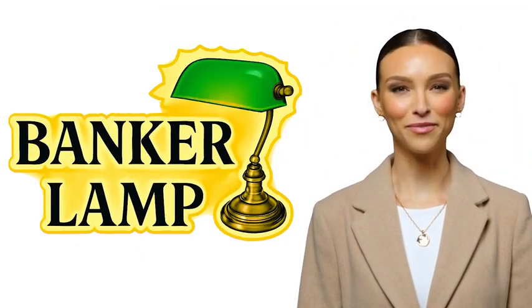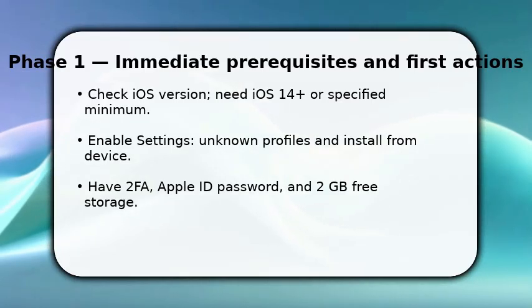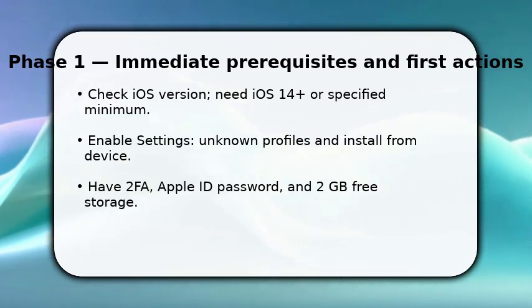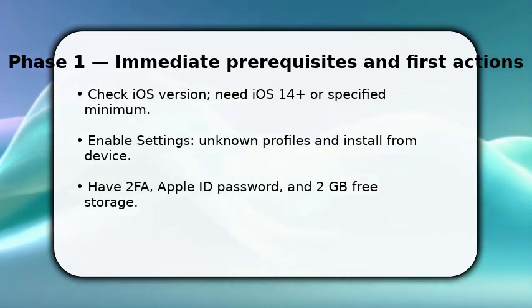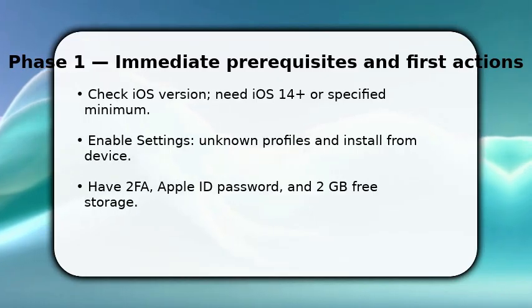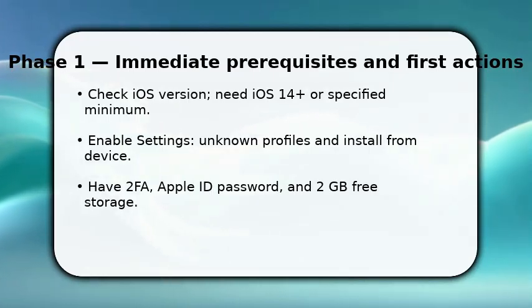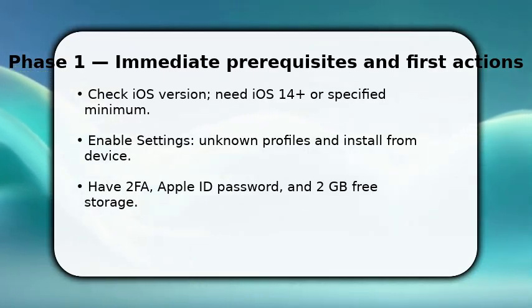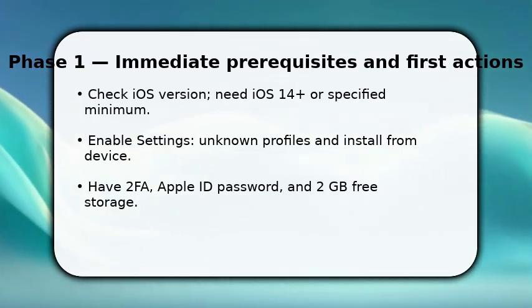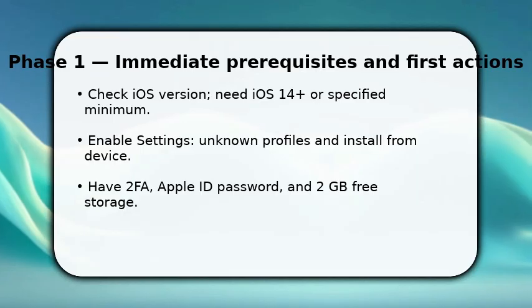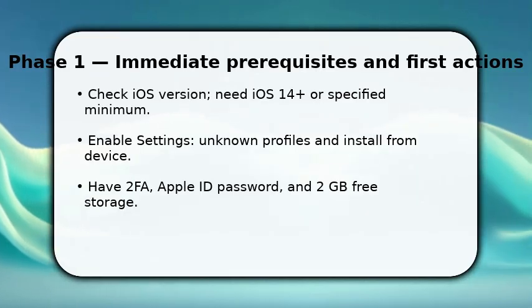Please enjoy the video. You begin by confirming your iPhone meets the minimum iOS and free space requirements. This prevents mid-install failures. Next, enable profile installations in settings. This allows apps from third-party signers. Once done, sign into your Apple ID and make sure two-factor authentication is active. You will be prompted for codes. Prepare a backup via iCloud or local iPhone backup, because if the install fails, you want a safe restore point.